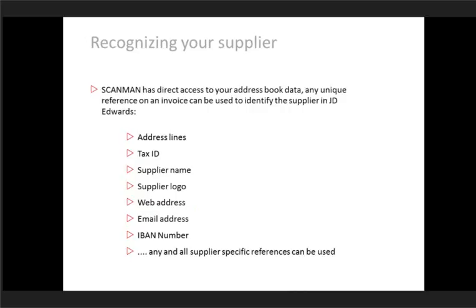Recognizing your supplier is a vital part of the processing of your invoices. And as we are in JDE Edwards, we can use multiple invoice tags to retrieve the supplier information directly from the supplier ledger in JDE Edwards or from your address book. And for this we can use the supplier name, tax ID number, email address, web address, pretty much any unique reference which is stored in your JDE Edwards database and is mentioned on your supplier's invoice.